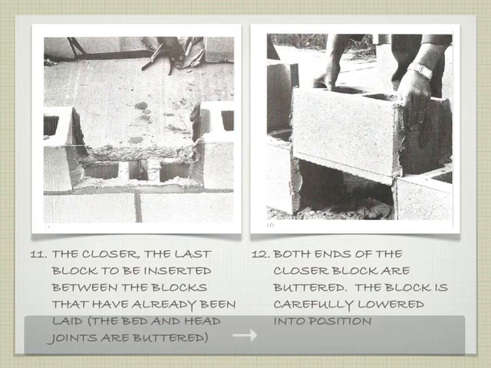As we get to the last block in a particular course, it is called a closer, because it closes off that particular piece. This one's always a little bit tricky to get in, so they tend to refer to this as buttering. When they put the mortar on these pieces ahead of time, it's like buttering bread, but they're buttering the concrete block.